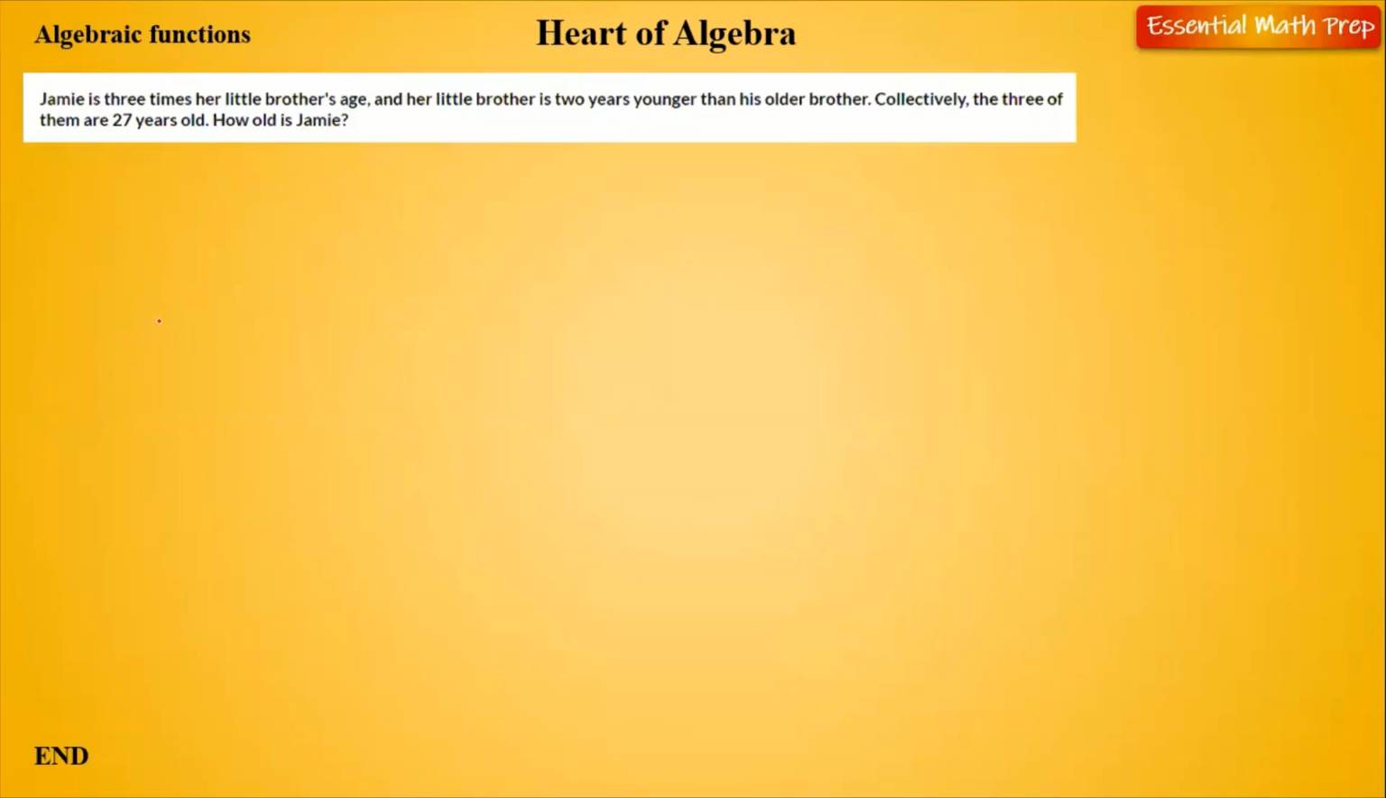All right, I personally like this problem because it made me think. I'll tell you when I finish the problem what led me to solve it the way I solved it. So Jamie is 3 times as old as her little brother Sage, and her little brother is 2 years younger than his older brother. Collectively, the 3 of them are 27 years old. How old is Jamie? I purposefully hid the answer choices so that you can pause the video at this point and try to work this problem and see if you get the same answer as I do.